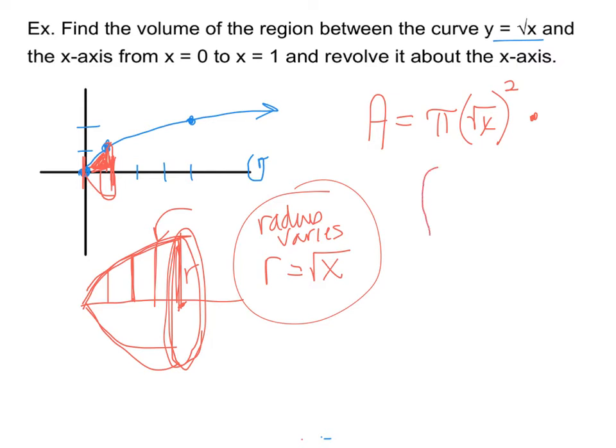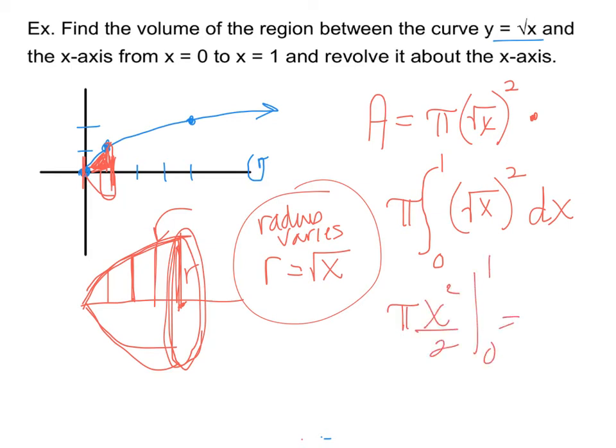So as I integrate this, I'm going to integrate it from 0 to 1. Pi is a constant. It comes out. Square root of x squared, and then the number of disks will be dx, because I'm going to take an infinite number of disks to make up this slice. Okay, so when I integrate this, the square root squared is just x, and so this will be pi x squared over 2 from 0 to 1, and then the volume of this will be pi over 2.